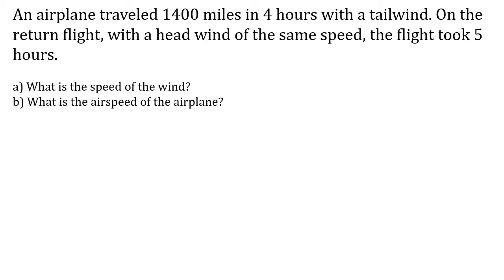And this one's a little different. An airplane goes 1,400 miles in 4 hours with a tailwind, so it's got two speeds pushing it, its own speed plus the wind. And then on the way back, it's got the same situation. If we call the wind speed W and the plane speed R, we have two situations, and we just write two equations based on what's given to us in the problem.